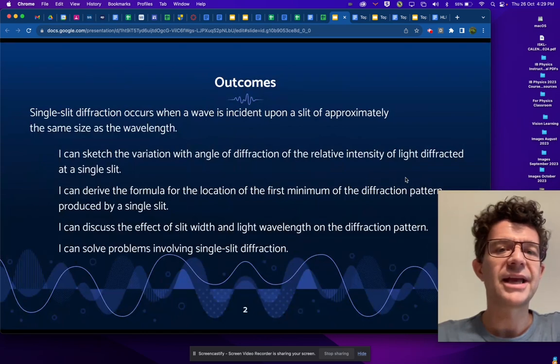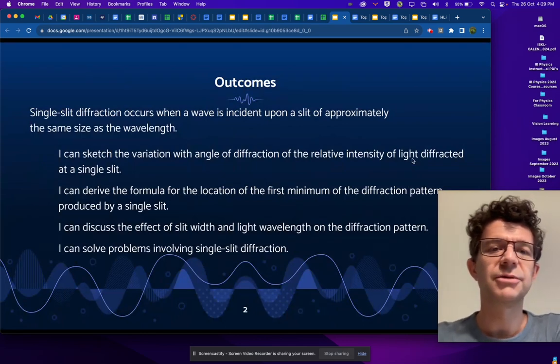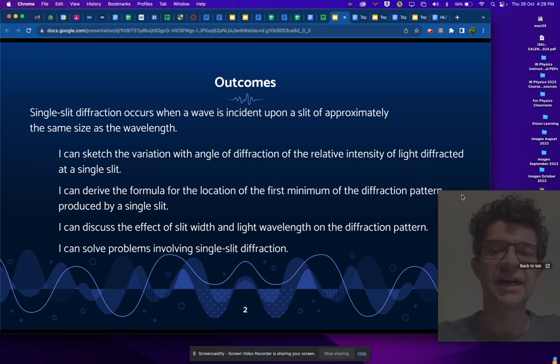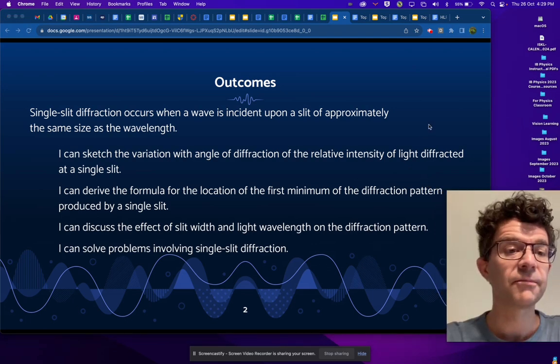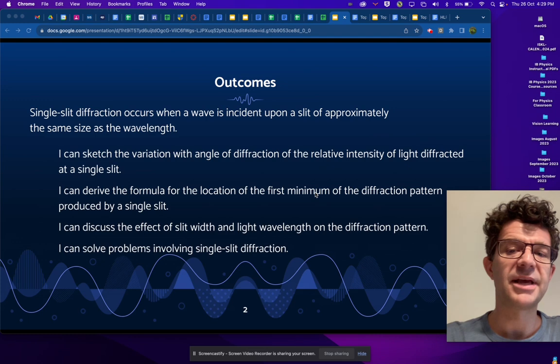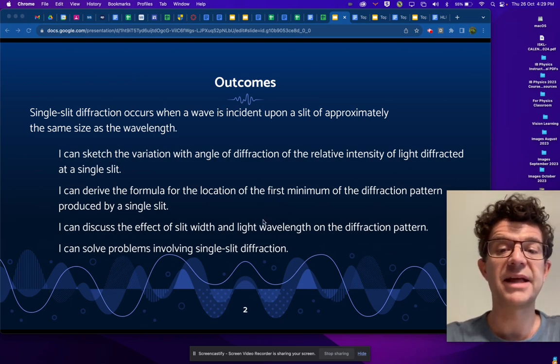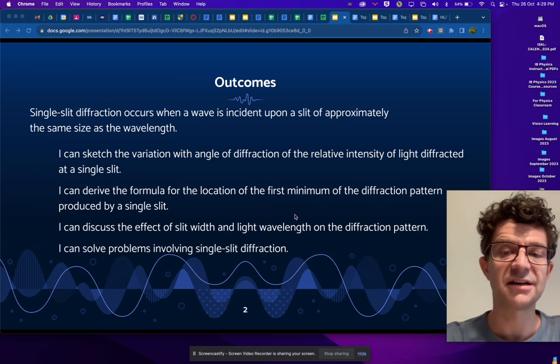So what we're going to be looking at here is single slit diffraction, which occurs when a wave is incident on a narrow slit, similar to the size of the wavelength or smaller. And we want to be able to derive the formula for the location of the first and successive minima for the diffraction pattern from a single slit, and understand how that diffraction pattern depends on wavelength and the size of the slit so that we can solve some simple problems.